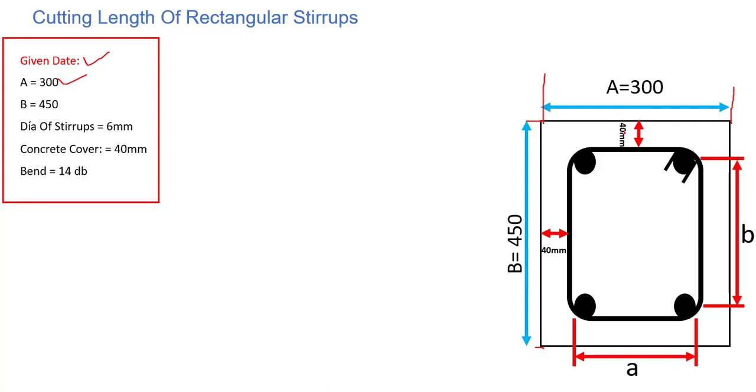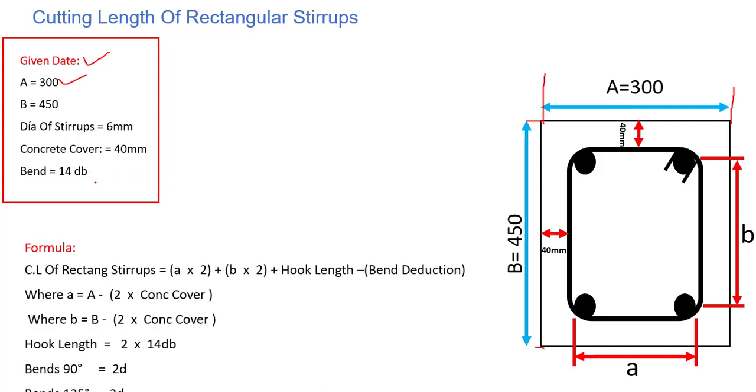And the concrete cover is 40 mm. We are taking here the 40 mm. And the bend, basically these hooks I am talking about, is 14 dB. We have two hooks over here.